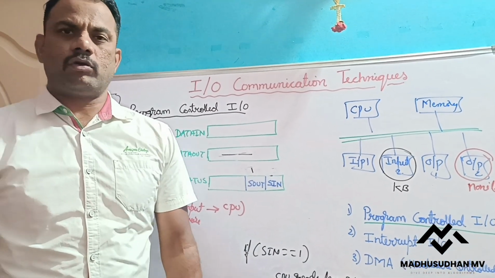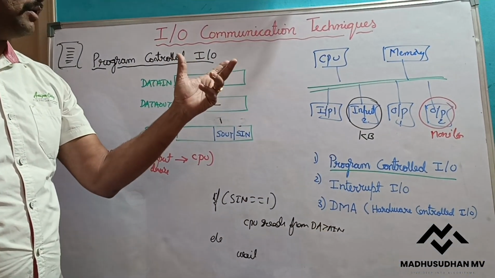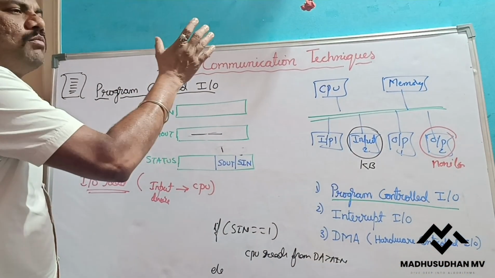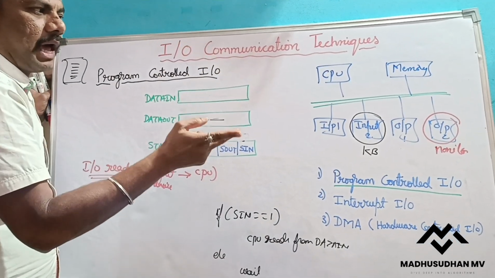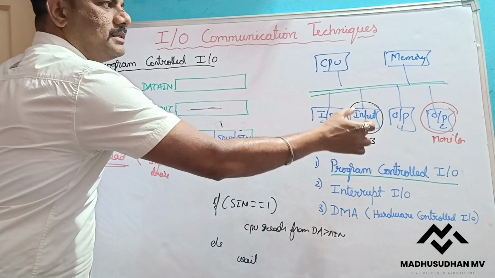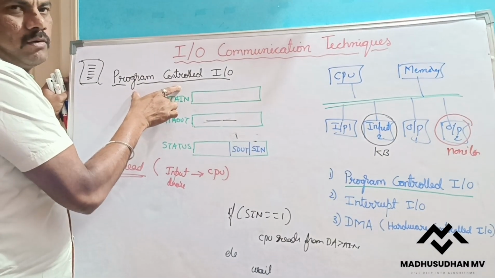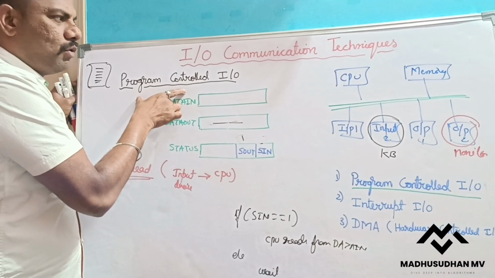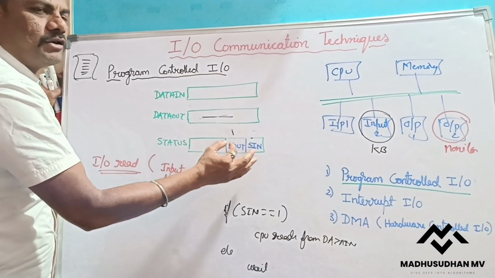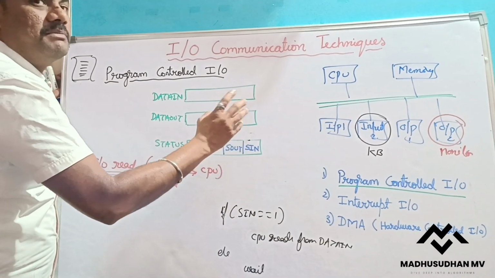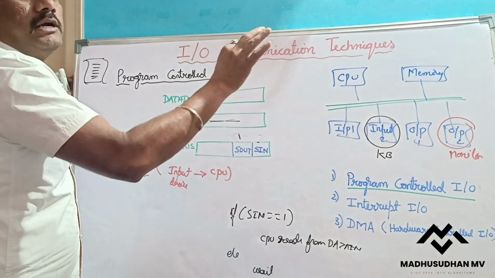In this video, I'm going to explain about interrupt IO. In my previous video, we discussed what IO communication techniques are and how communication happens between the IO devices and the processor using program controlled IO. In program controlled IO, the processor, through a program, keeps checking the status of the IO devices, whether they become ready or not. Whenever an IO device becomes ready, it will do the data transfer.